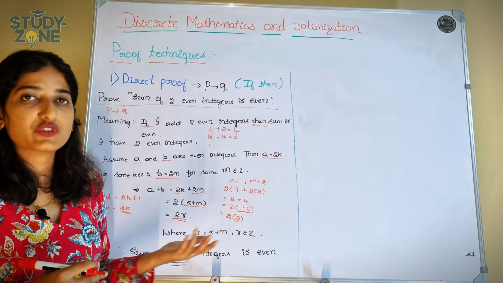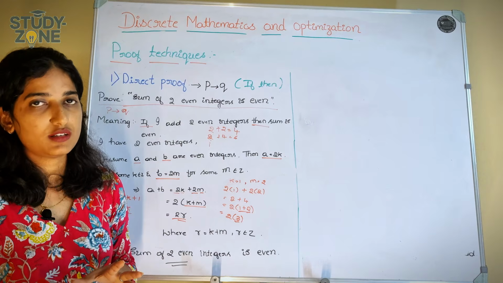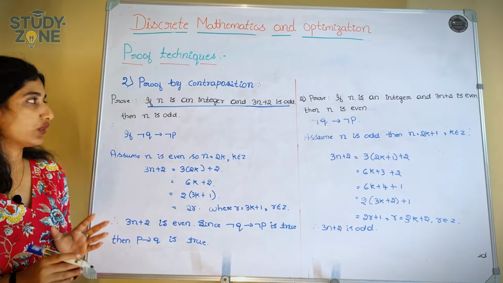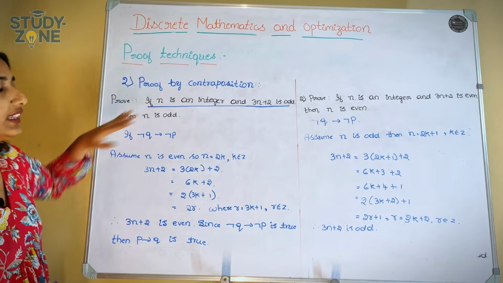Next we move on to the proof by contraposition. The first example for proof by contraposition is: if n is an integer.